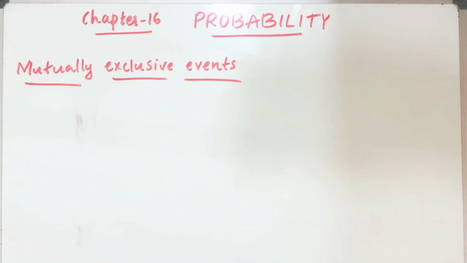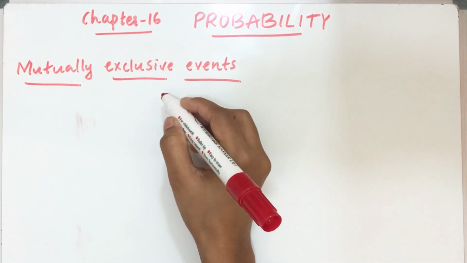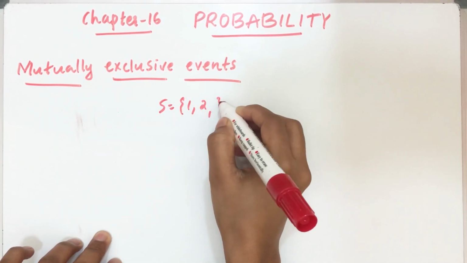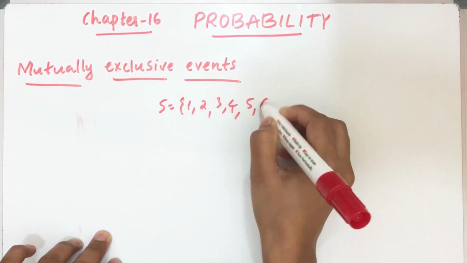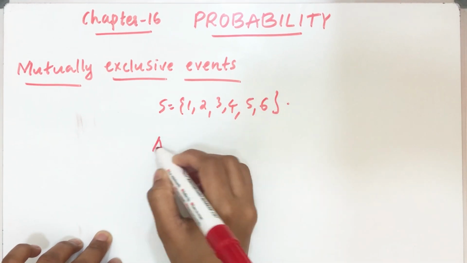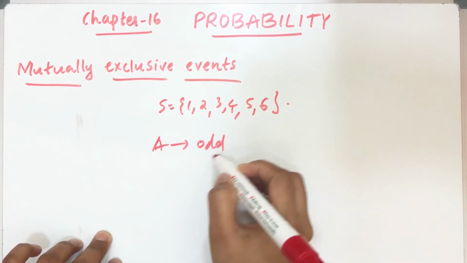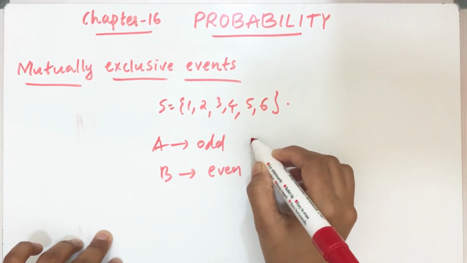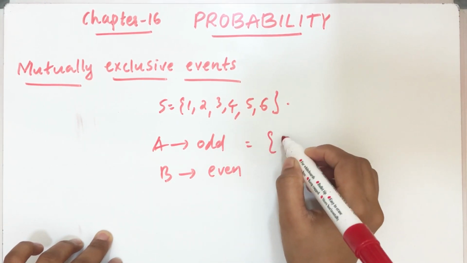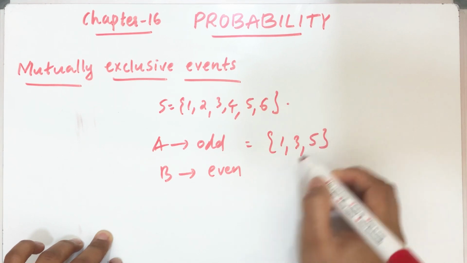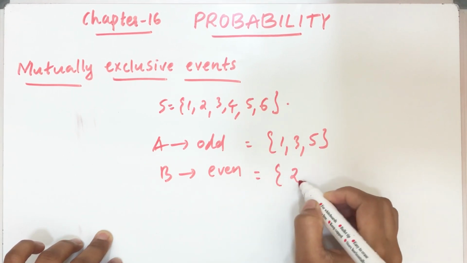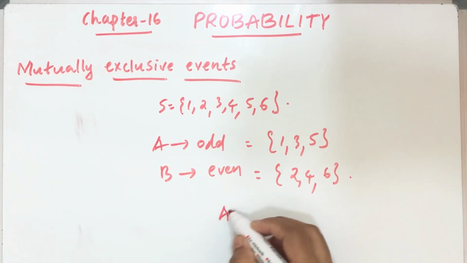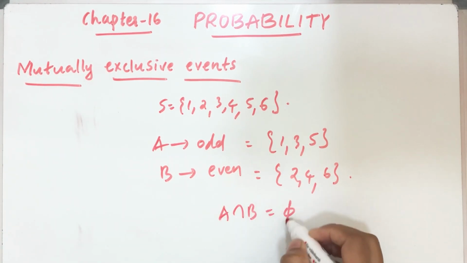Or another example, consider the experiment of rolling a die. Then S is equal to set 1, 2, 3, 4, 5, 6. Let A be the event of odd numbers and B be the event of even numbers occurring. Then what is A? A equals set 1, 3, 5 and B equals set 2, 4, 6. Here A intersection B is equal to empty.